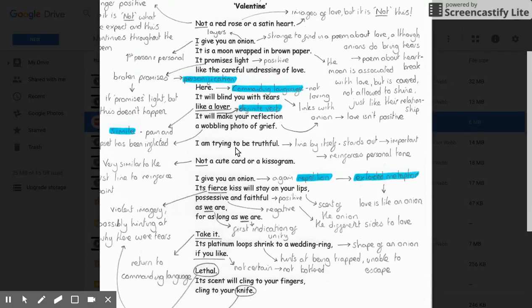I'm trying to be truthful. This again reinforces the personal tone. The trying, rather than just being truthful, makes it less definitive. I'm trying to do this.